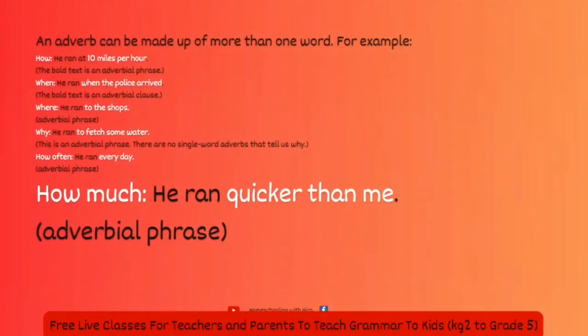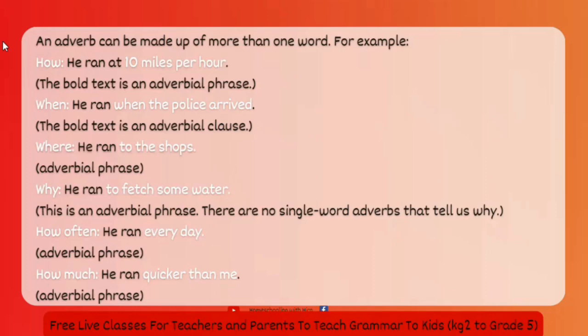Next we have adverb of degree, that is, how much something happened or to which extent something happened. So he ran. How he ran? Quicker than me. Now this phrase, quicker than me, is again giving us the information about the action of running. He ran. How much he ran? He ran quicker than me. So this is how all the adverbials, or you can say the 5 types of adverbs, are explained. Hope you have got some of your ideas cleared.